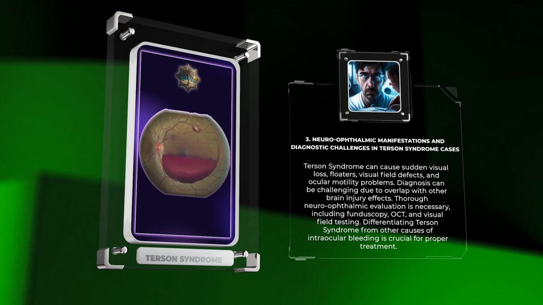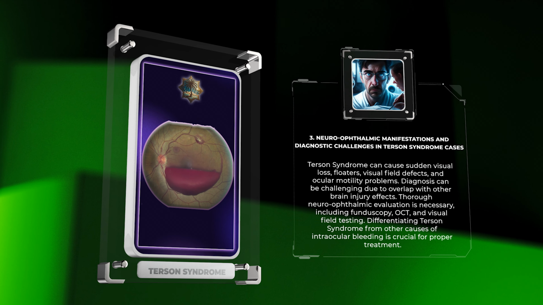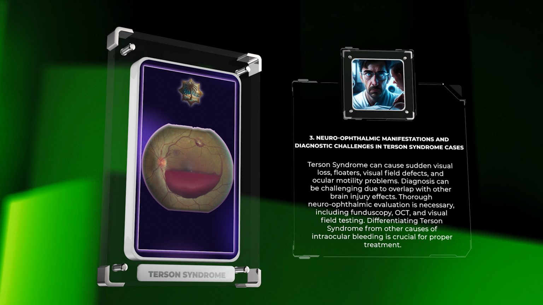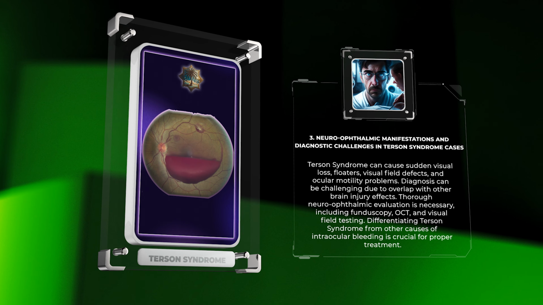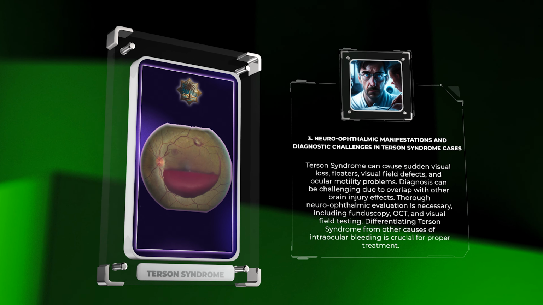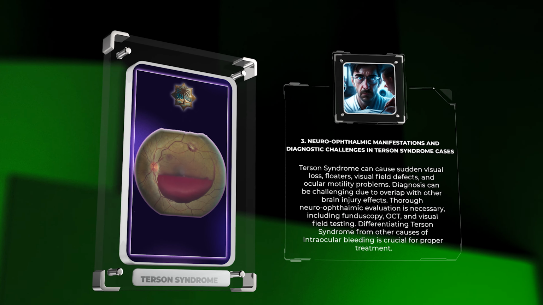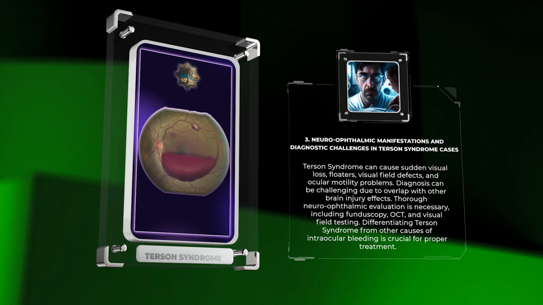Diagnosis can be challenging due to overlap with other brain injury effects. Thorough neuro-ophthalmic evaluation is necessary, including fundoscopy, OCT, and visual field testing. Differentiating Terson syndrome from other causes of intraocular bleeding is crucial for proper treatment.